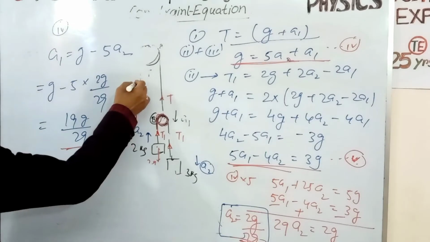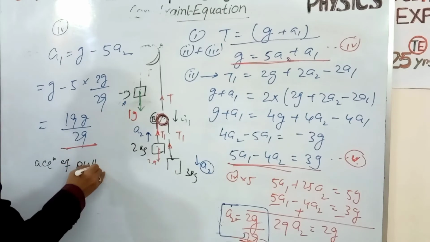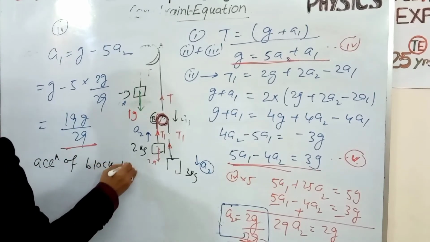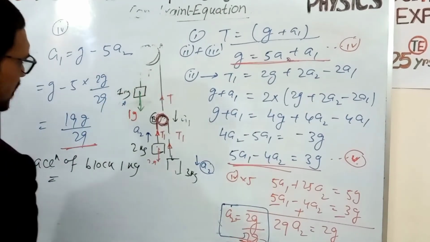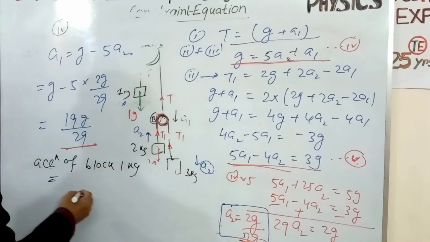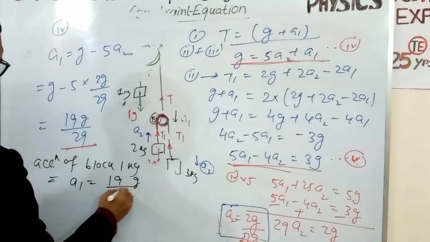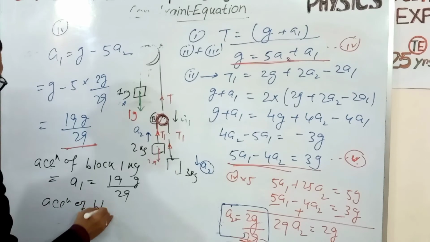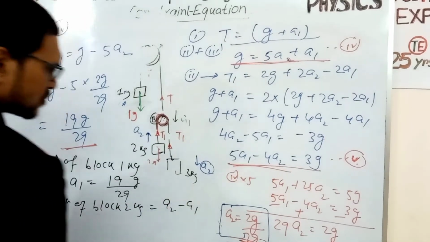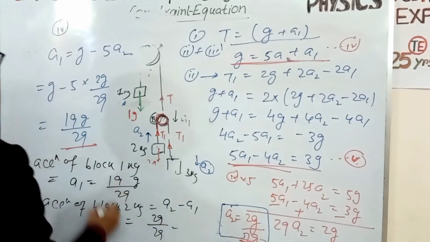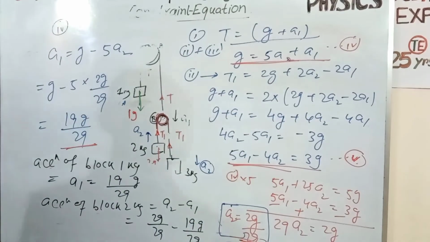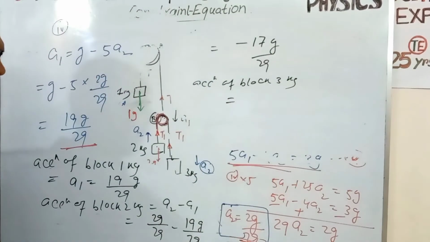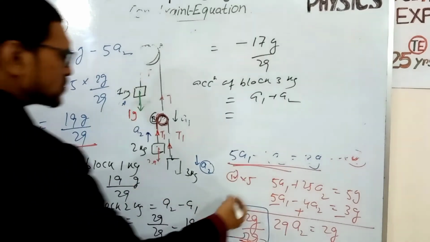So what is the acceleration of these blocks? The acceleration of the 1 kg block equals a1, which is 19G by 29, and the acceleration of the 2 kg block equals a2 minus a1, which is 2G by 29 minus 19G by 29, that is minus G by 29 in magnitude. And the acceleration of the 3 kg block equals a1 plus a2, which is 19 plus 2, 21G by 29.